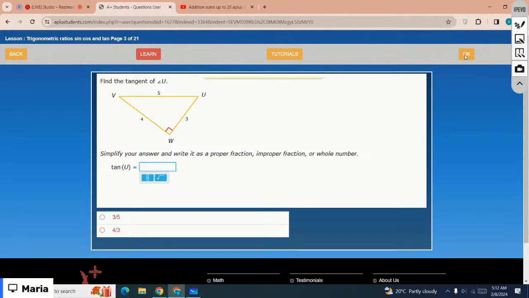Find the tangent of angle U, which is the correct option? Tangent of angle U is opposite divided by the adjacent. So opposite is 4 and adjacent is 3. So that would be 4 divided by 3. Option number 2 is the correct option. 4 by 3 is the correct option. Got it?